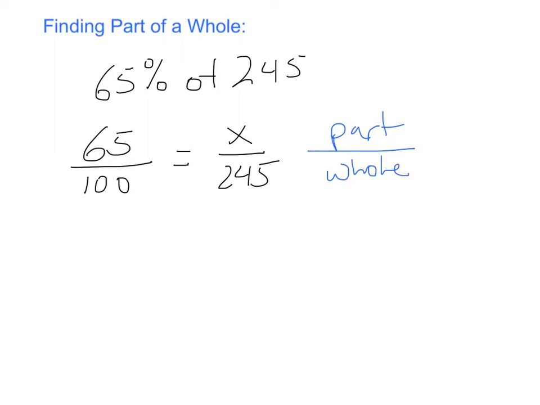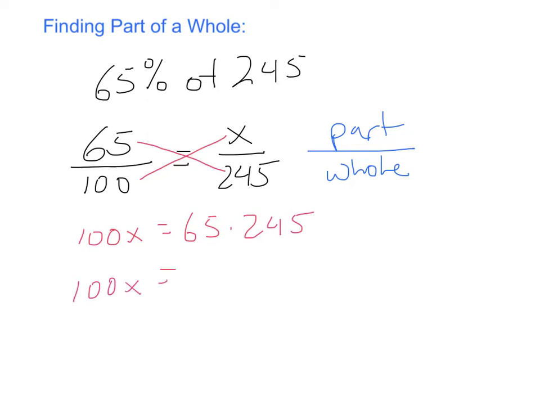So here 245 is the whole, and I'm looking for the part of that whole to make it 65%. So then I can use this situation here and solve for the part of the whole, since I know it is 65%. So I could cross multiply, and I get 100x is equal to 65 times 245.